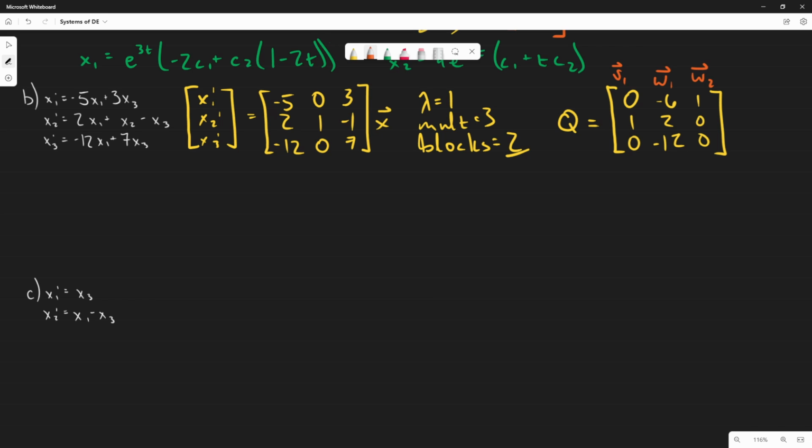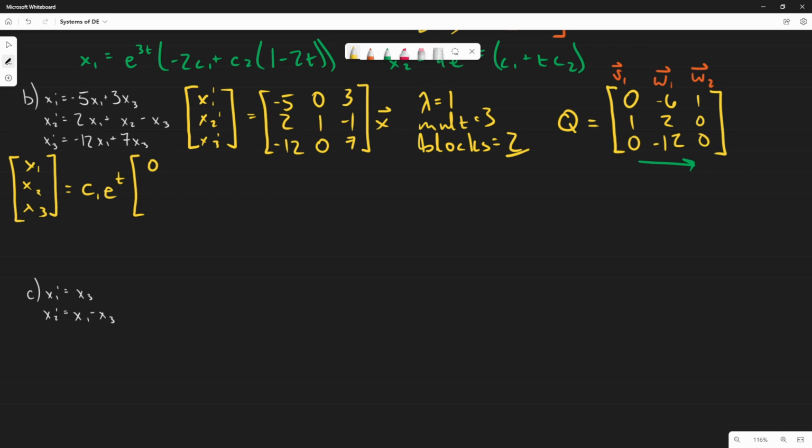And so now to write the solution, we will be getting x1, x2, x3 all equaling c1 e to the t, and it's going to be the first vector. We're going to go from left to right, so it's going to go this way.